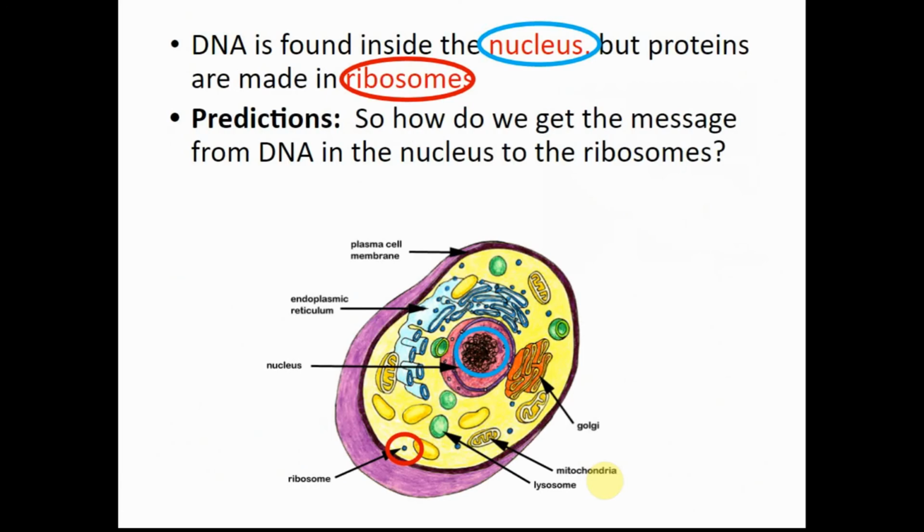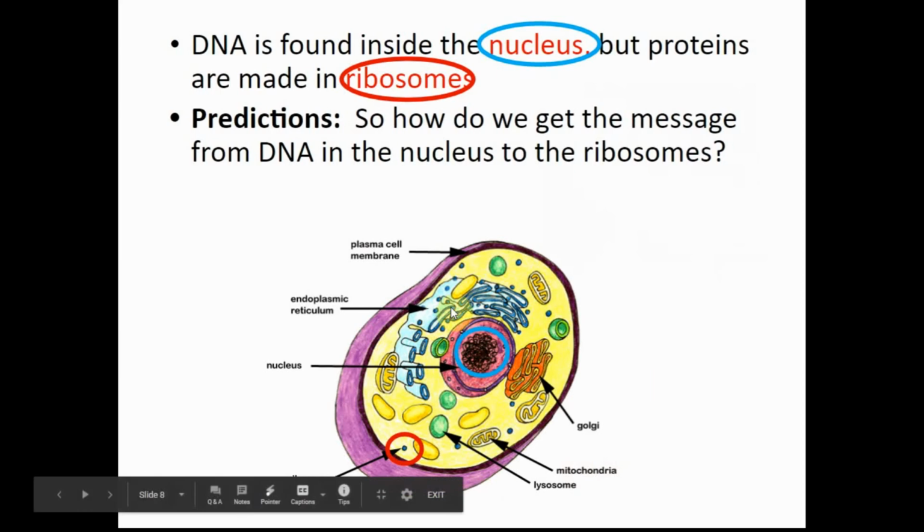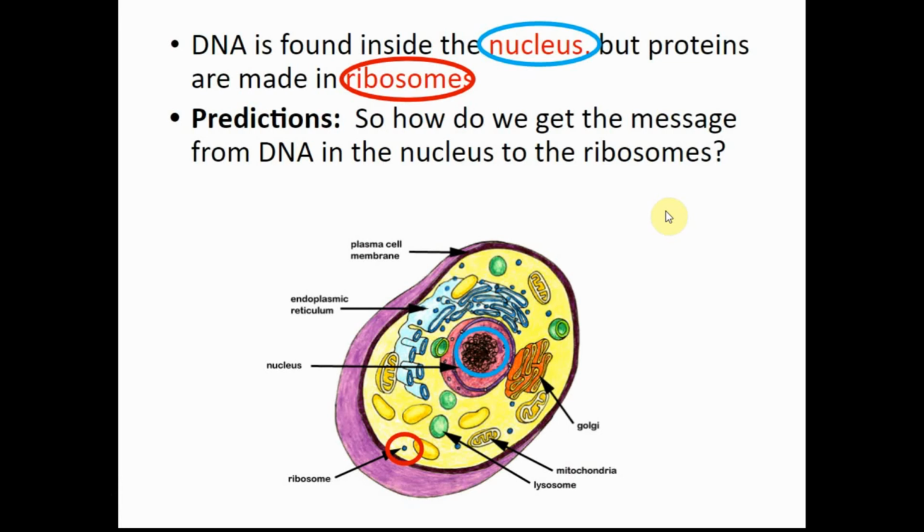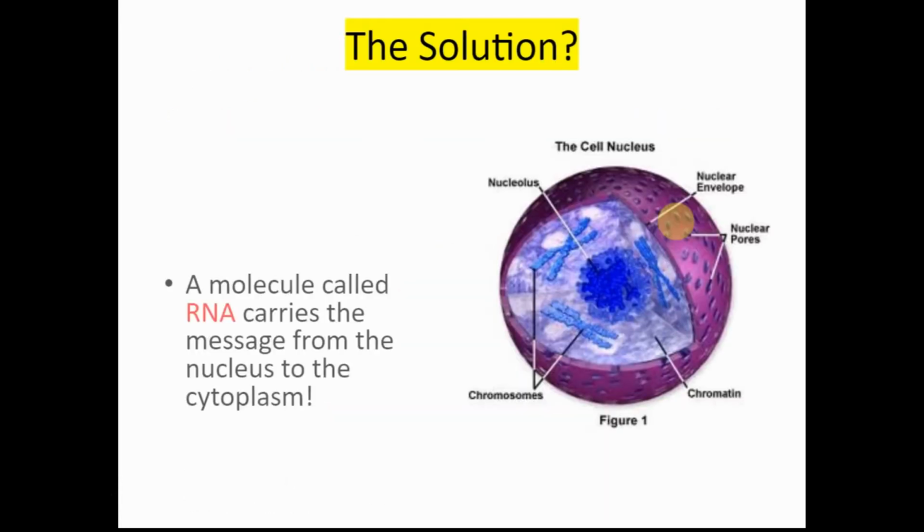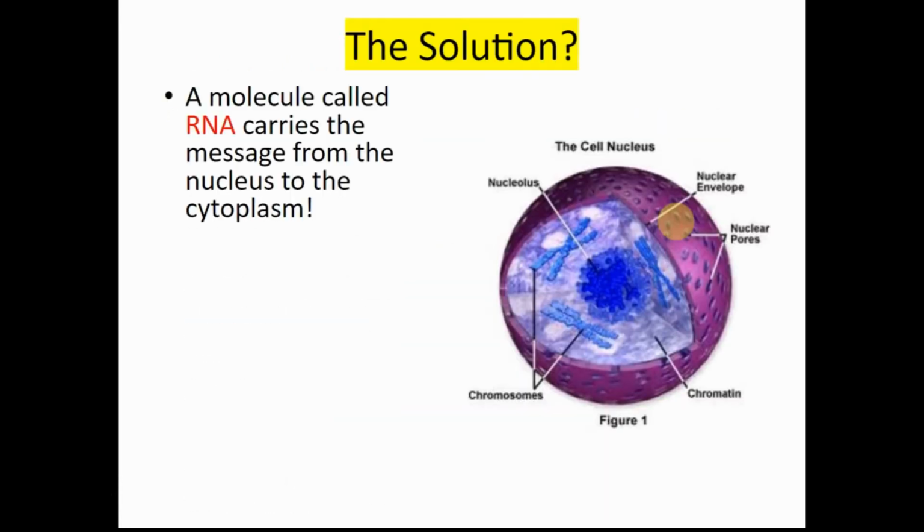Now, we do have an issue. DNA is found in the nucleus, but we make proteins out in the ribosomes, which are either floating in the cytoplasm or stuck on the rough ER right here. So we need to get the message from the DNA, which can't leave the nucleus, out to the ribosome. So we have a special molecule called RNA, and it's going to take the message from the nucleus out to the cytoplasm so that a particular protein can be made.